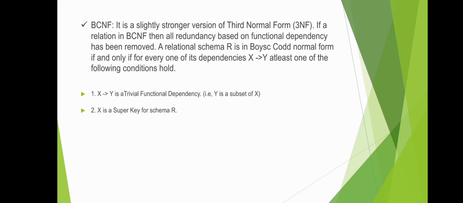BCNF is a slightly stronger version of 3NF. A relation R is in BCNF if and only if, for every one of its dependencies of the form X determines Y, at least one of the following conditions holds. First, X determines Y is a trivial functional dependency. Trivial means the dependency of an attribute on a set of attributes that contains it. Second, X is a super key for schema R. A super key means a combination of columns that uniquely identifies any row within a relation table.